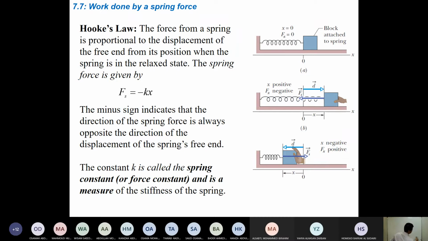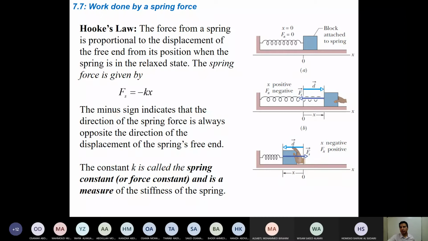Is k here a constant or not? Yes, k is a constant here. I'm explaining that. In this topic we want to cover Hooke's law. Hooke's law is applied for the spring.